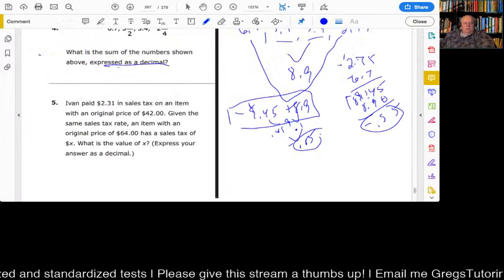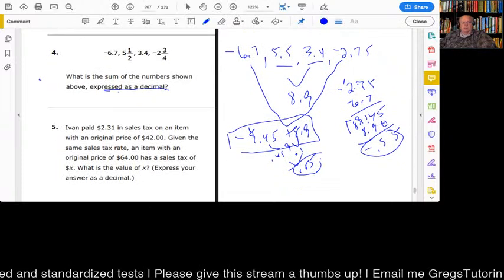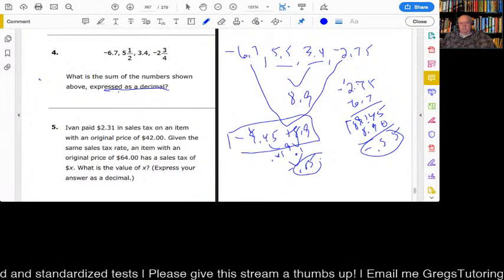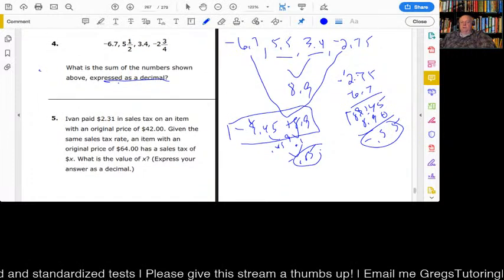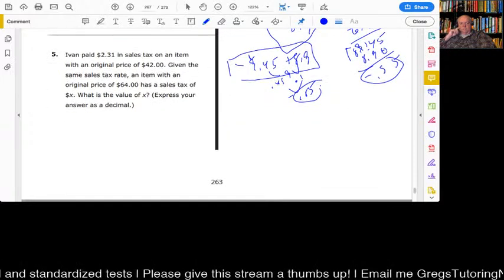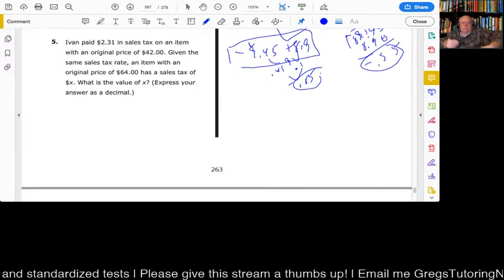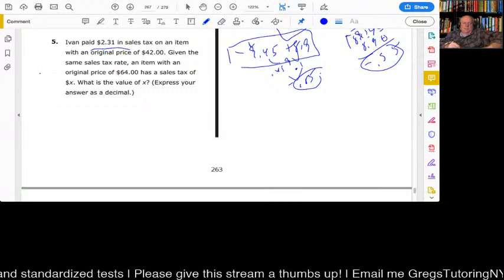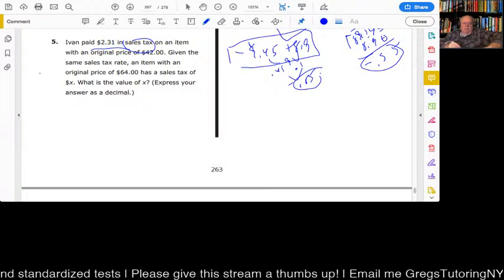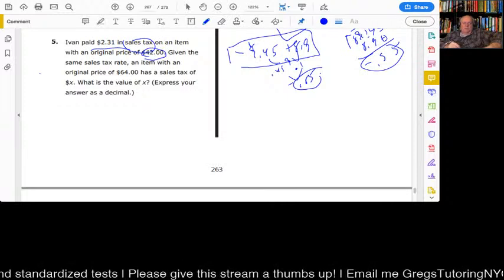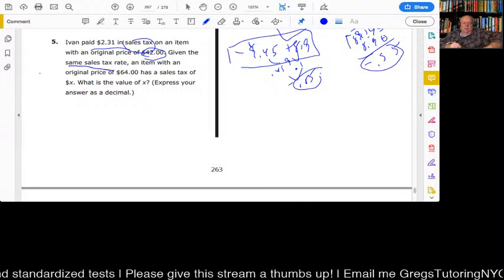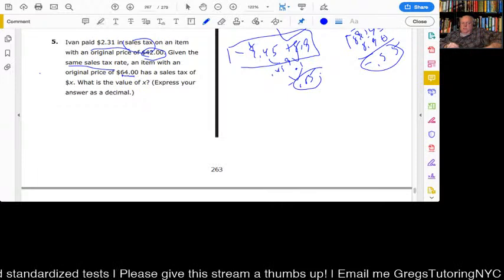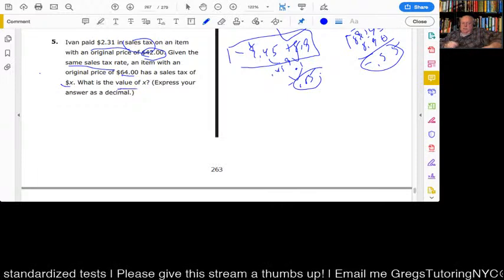All right, so that one is just an annoying problem as well. And again, it comes down to minus signs. Minus signs are the killer of a lot of these examples, including the order of operation problems. Okay, 5. Ivan paid $2.31 sales tax on an item with an original price of $42. Given the same rate, and we don't know what the rate is, an item with an original price of $64 has a sales tax of X. What is X? Okay?